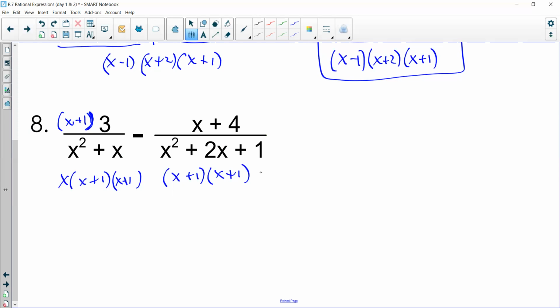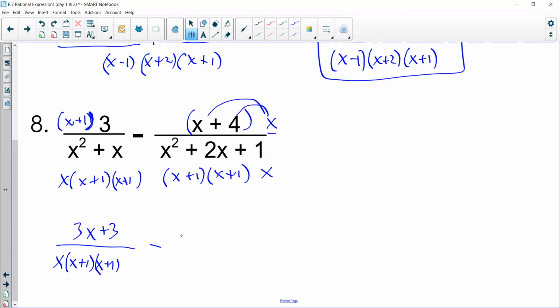On the right side, this one doesn't have that extra x. So I'm going to go x over x, x over x. And what does this do for me on the top left? That's just going to be 3x plus 3. Okay, and then on the bottom, x plus 1, x plus 1. Minus, on the top right, if you think about this in parentheses and you're distributing this in, this is x squared plus 4x, again over my common denominator x times x plus 1, x plus 1.